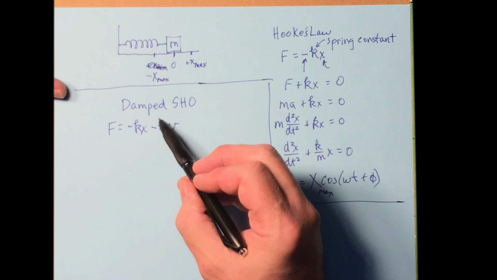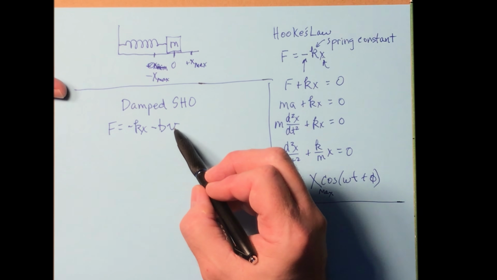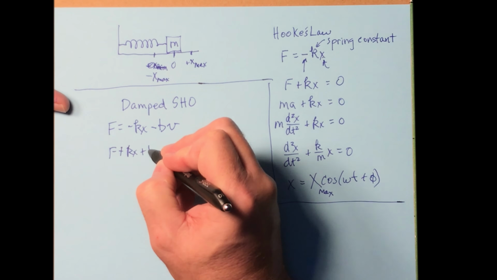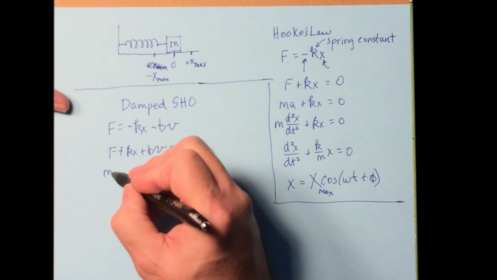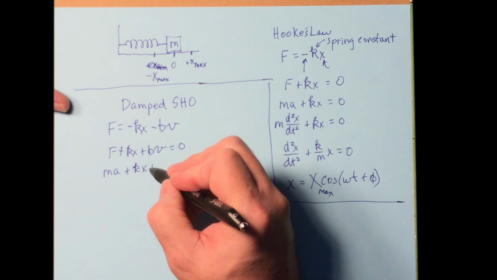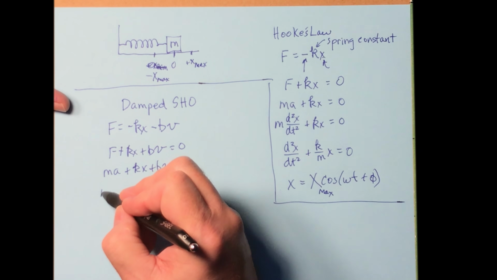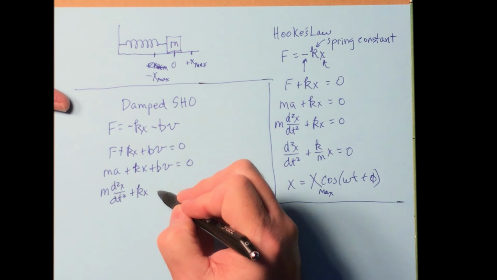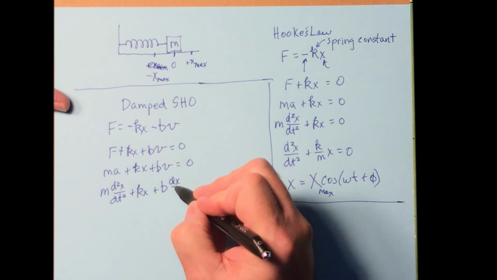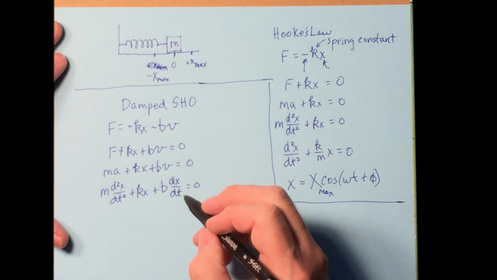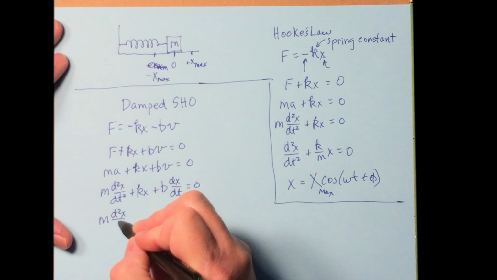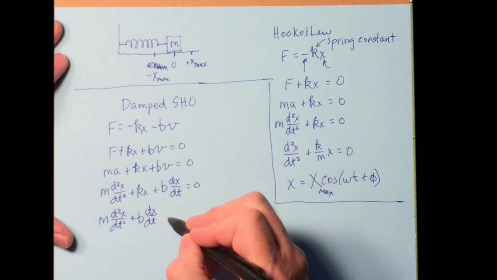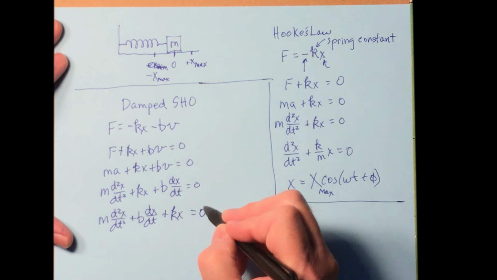I don't know if you've thought about it, but this term is for friction, and friction is proportional to the velocity here. So the total force that's at work is F plus kx plus bv equals 0. This is mass times acceleration plus kx plus bv equals 0. That means this is mass times second derivative of x dt squared plus kx plus b times dx dt equals 0. Let me rearrange the terms here: m d squared x dt squared plus b dx dt plus kx equals 0.